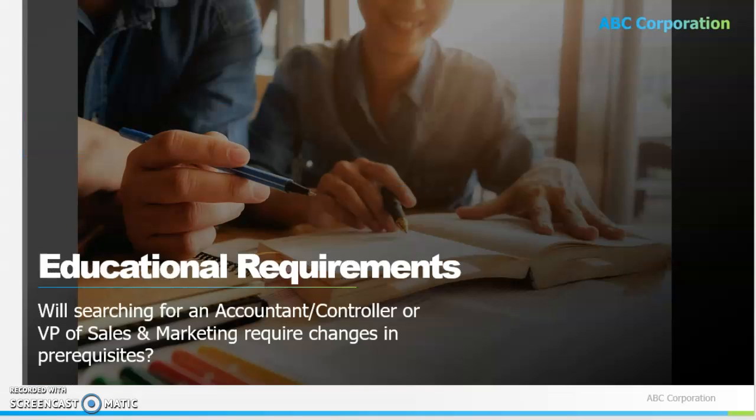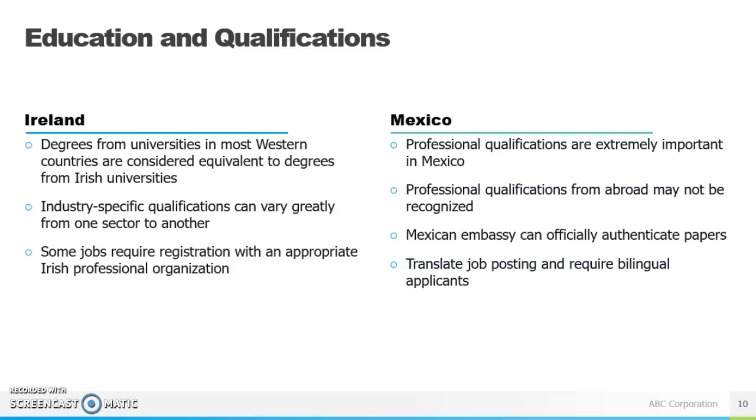Finally, we're going to take a look at some of the educational requirements that may affect hiring for the accountant and VP positions. In Ireland, degrees from universities in most Western countries are considered equivalent to degrees from Irish universities, and most school qualifications are considered equivalent to Irish school qualifications. Industry-specific quals can vary greatly from one sector to another. For certain jobs, you must be registered with the appropriate Irish professional organization. For the accountant and VP positions, however, no changes would be recommended.